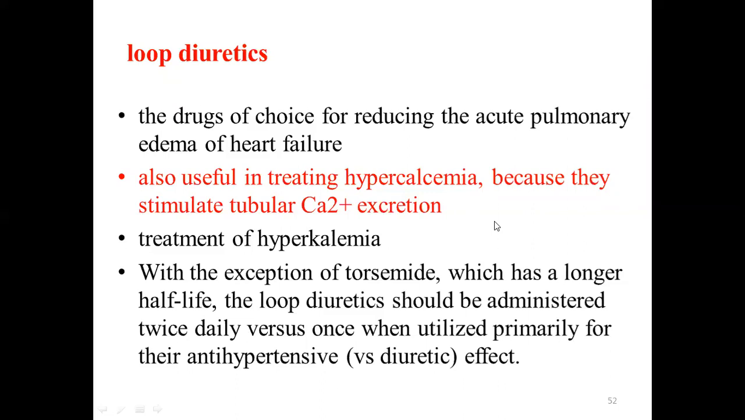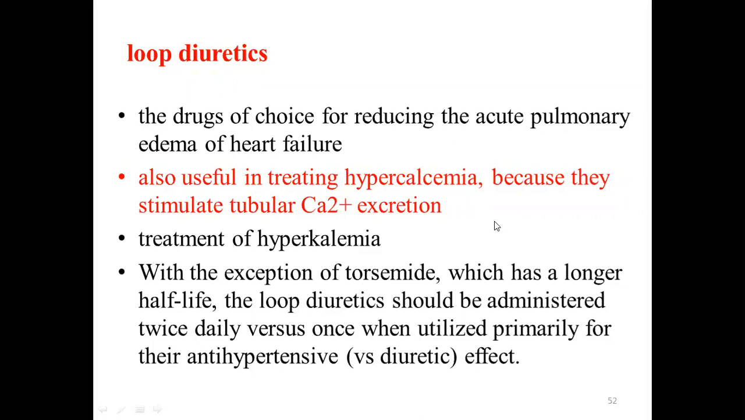Then, in contrast to thiazide diuretics, loop diuretics can actually excrete calcium in the body system. Because of this reason, it is useful in the treatment of hypercalcemia. So, when someone is having hypercalcemia, we can even use loop diuretics in the management. I think those electrolyte imbalances we'll discuss in the presentation. How do we manage electrolyte imbalances like high calcium level, high potassium level? I think one group will do a presentation in this area. Okay. Yes, that is a very important point to note.